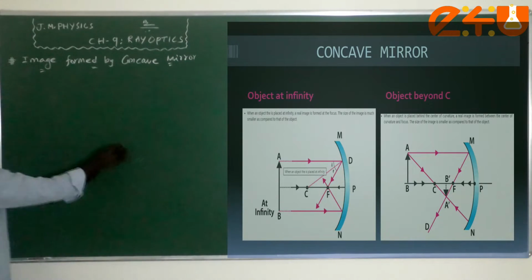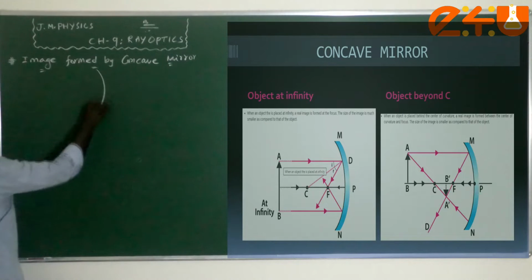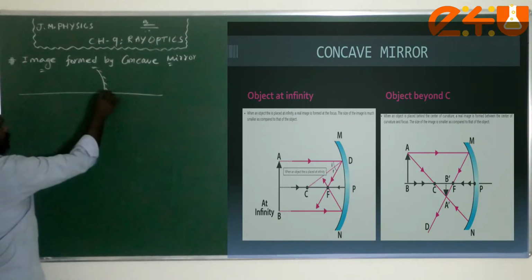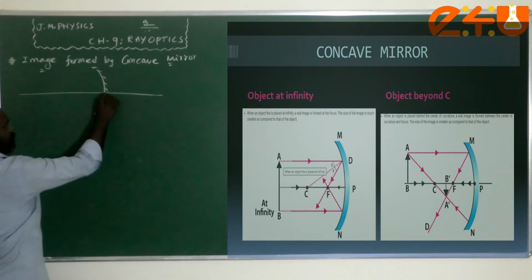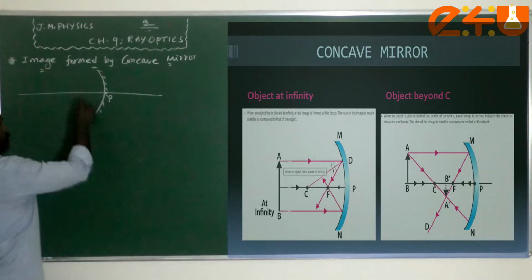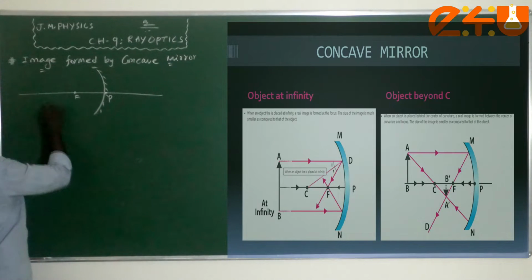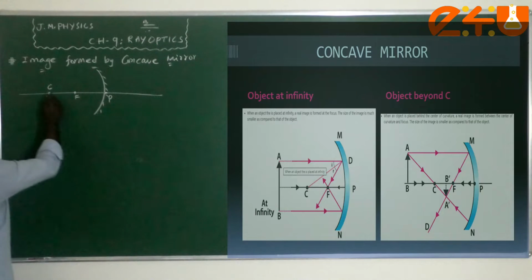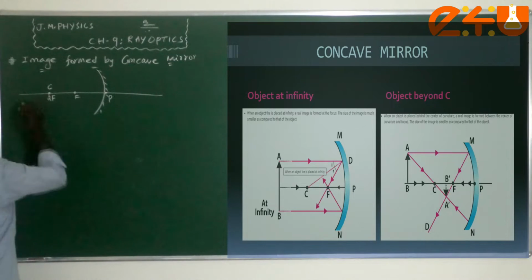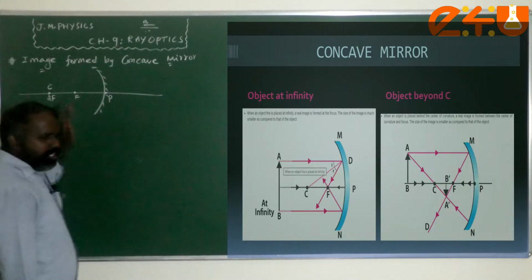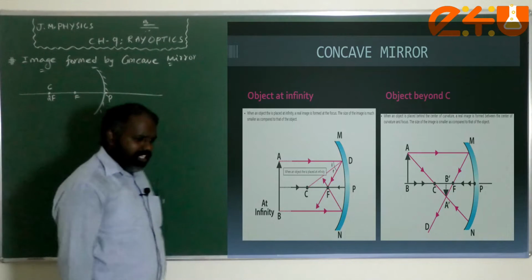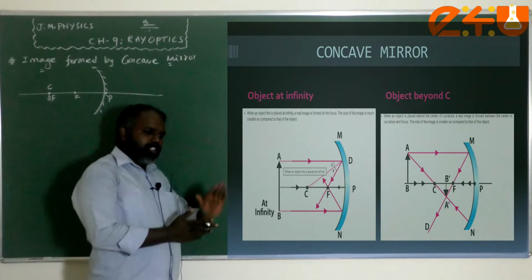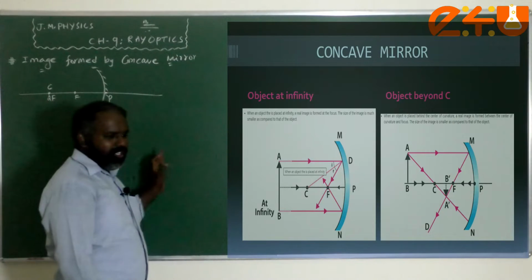In case of the concave mirror, as you can see, children, this is the concave mirror. As we said in the previous lecture, this is the principal axis and the pole of the mirror. This will be the principal focus, and this is the center of curvature. C is equal to 2f. In Cartesian sign convention, generally the real object is placed at the left side of the mirror.